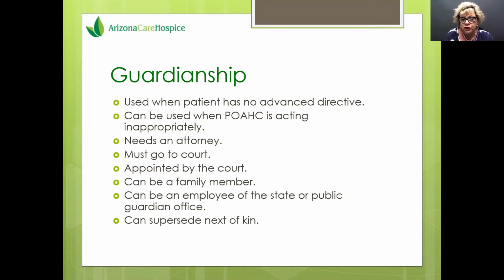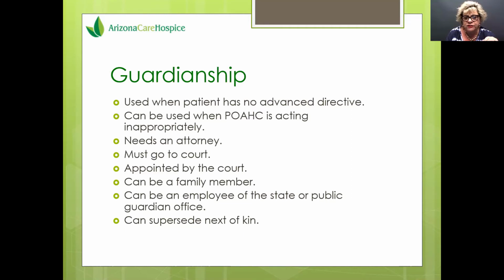You do need to have an attorney for this, and you must go to court. This guardian is appointed by the court, and it can be a family member or an employee of the state. And it definitely can supersede next of kin. So, for example, if it's a disabled child that you're going to go to court for to have a court-appointed guardian, the courts automatically will appoint that child, under 18 years of age, an attorney. And the attorney will be paid for by the state.